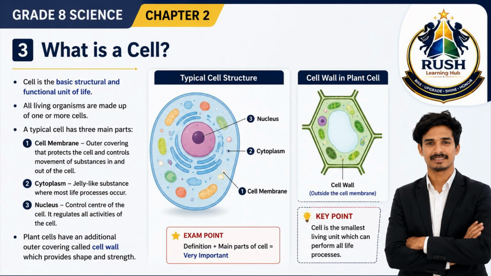The main parts of a cell are the cell membrane, cytoplasm, and nucleus. The cell membrane surrounds and protects the cell. The cytoplasm contains various substances and organelles required for life activities. The nucleus acts as the control center of the cell and regulates all cellular functions. The definition of a cell and its main parts are frequently asked in examinations, so students should learn them carefully.